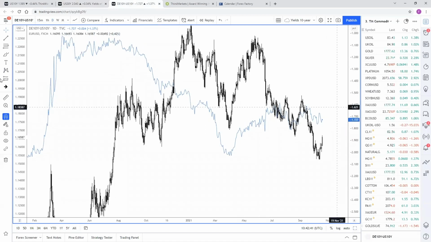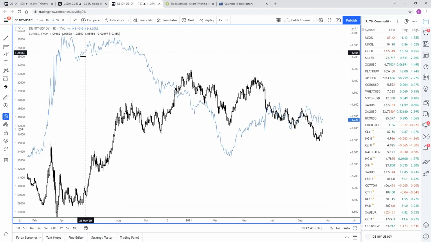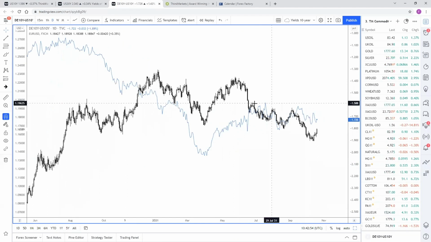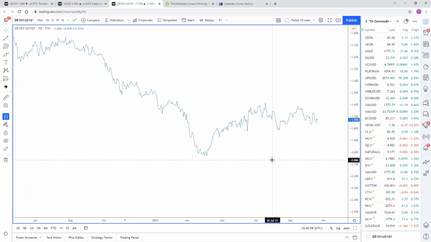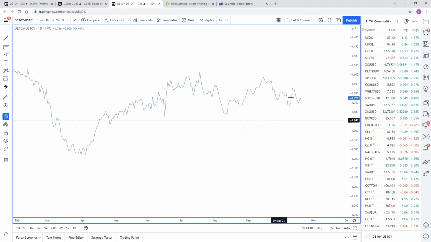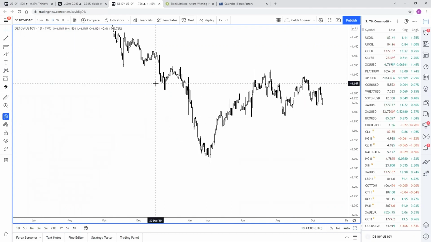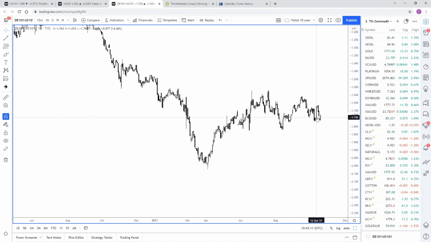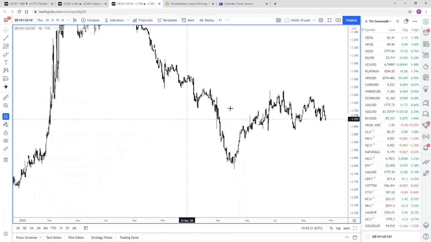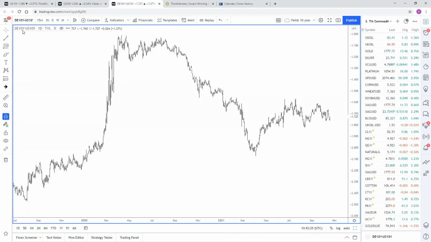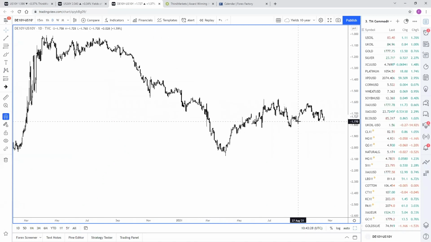Sorry, I keep flicking. So this is the yield spread, isn't it? This blue line is between German 10-year bond yields and the US 10-year. The black line is the euro dollar. Shall I get rid of that? So this is the yield spread. We're still in this range between 1.6 and 1.75 roughly, or 1.8 really, minus, because I put the German yields first. So you'll have a minus number.